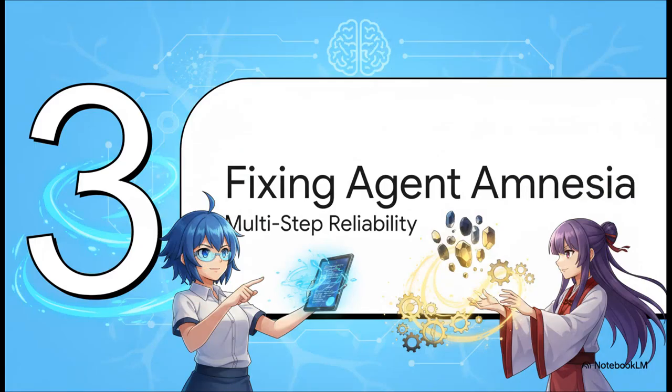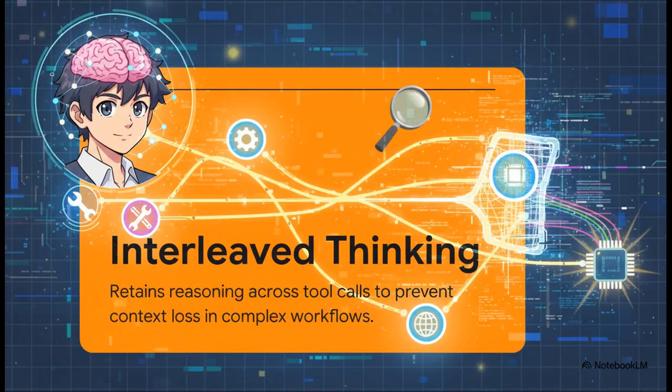Section 3. Fixing multi-step agent amnesia. For anyone out there building AI agents, context loss during complex tasks is a persistent, massive nightmare. We've all been there. Well, DeepSeek introduces a fix for this, and they call it interleaved thinking. Usually, when models go out to use external tools, search the web, or run a block of code, they have to rebuild their entire context upon returning.